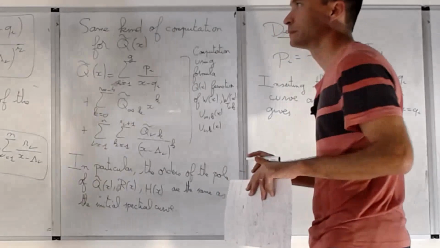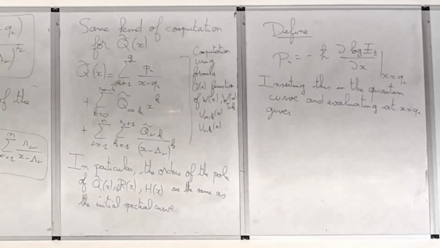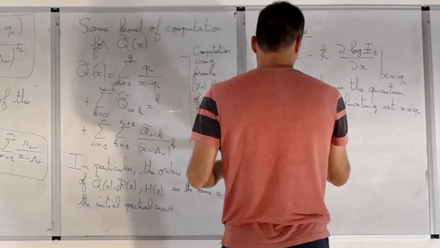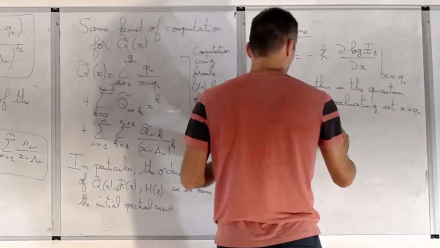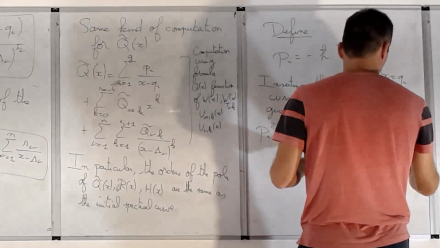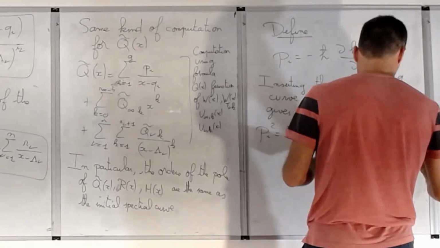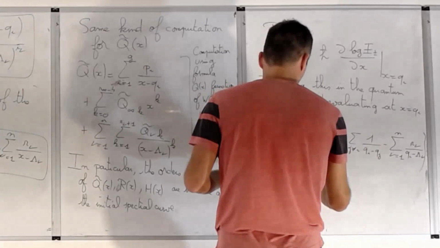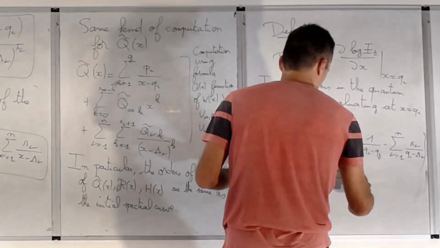So it gives you that this at x equal qi should be zero. And that tells you that you have pi squared should be equal to h qi minus hpi. Plus, so q tilde of x minus x.